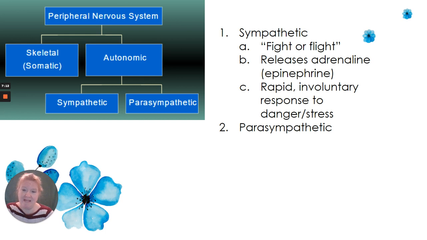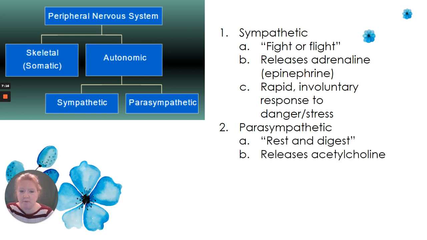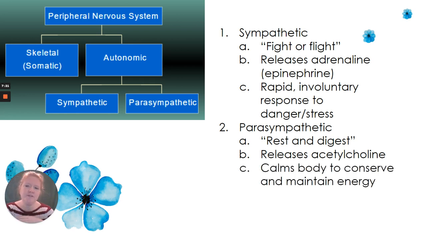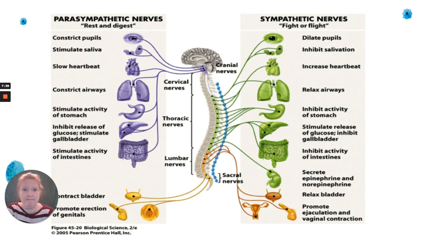The parasympathetic, on the other hand, is rest and digest. So it's going to release a hormone called acetylcholine, and it calms your body down to conserve and maintain energy, because that sympathetic or fight or flight response requires a lot of energy. Parasympathetic allows us to be calm and actually perform a lot of our bodily functions necessary to life, like digestion.